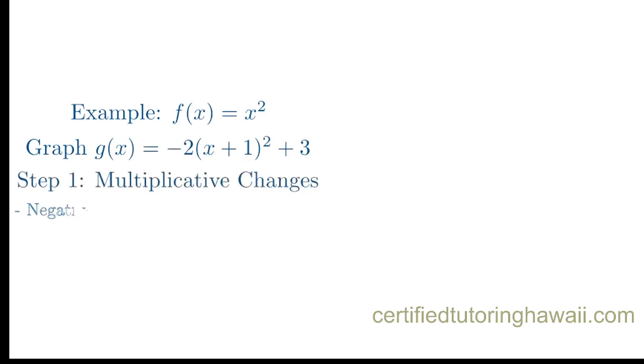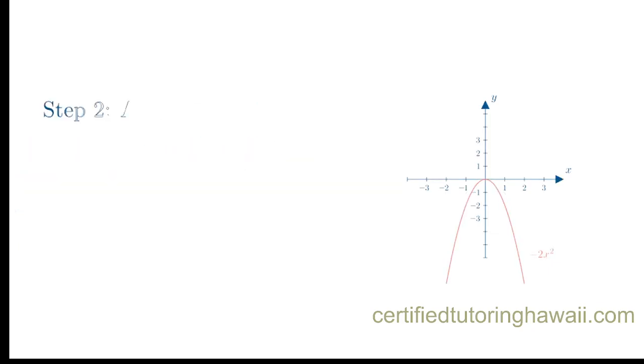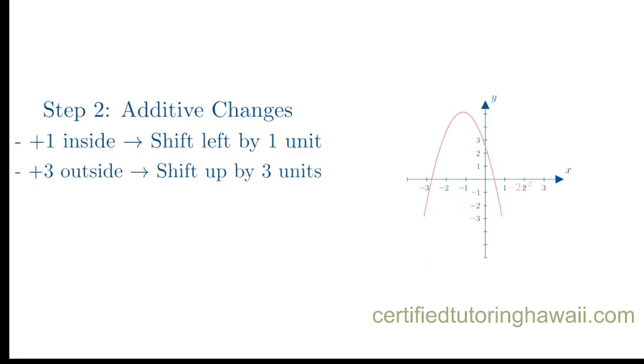First, we identify the multiplicative changes. The negative sign out front means a reflection over the x-axis. The 2 out front means a vertical stretch by a factor of 2. Second, we identify the additive changes. The plus 1 inside the parentheses means a horizontal shift to the left by 1 unit. The plus 3 at the end means a vertical shift up by 3 units.